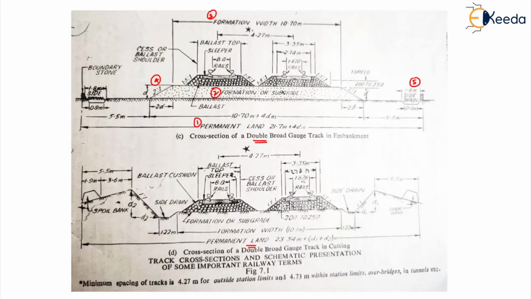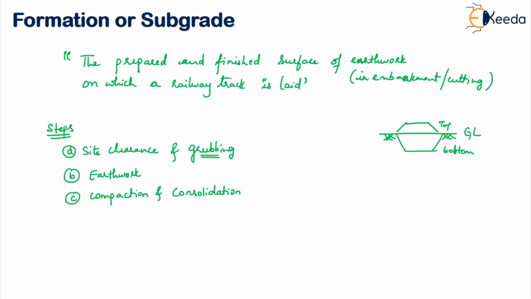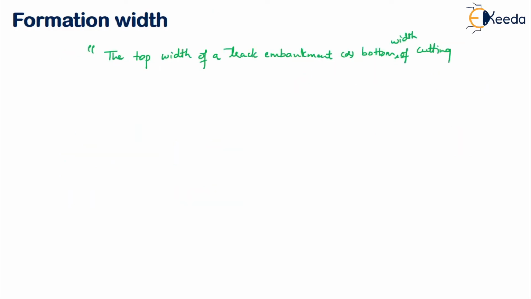So let us see in the cutting. I'll show you in the cutting. See here. So bottom width of the cutting. In cutting, this is your top width, from here to here. This is the formation width, that is the bottom of the cutting. Be very careful in writing this. Excluding the side drain. The side drain will come beside the formation width. So excluding the side drains is called your formation width.